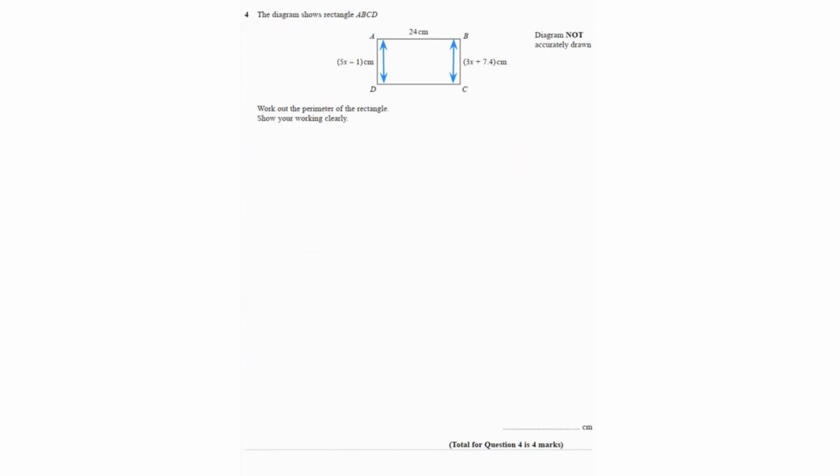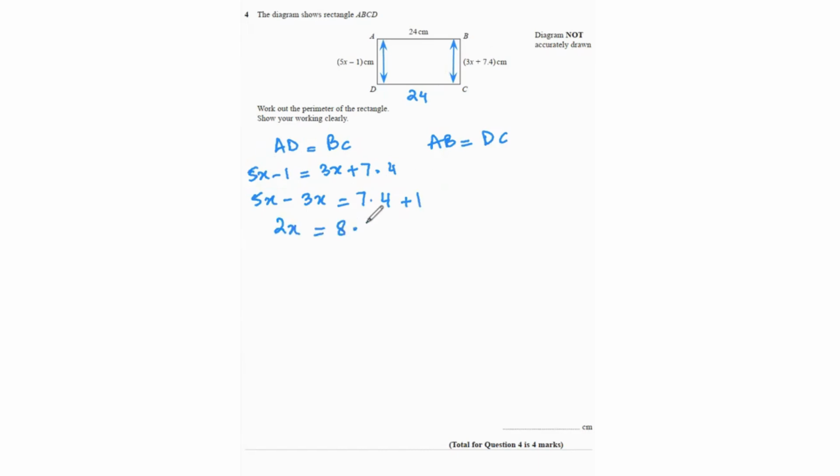So AD is the same as BC. Similarly, AB is the same as DC, which means this is also 24. And since these two are equal, that means we can put the expressions equal to each other to find the value of x first. So 5x minus 3x equals 7.4 plus 1. 2x equals 8.4. x equals 8.4 divided by 2, which is 4.2 centimeters.